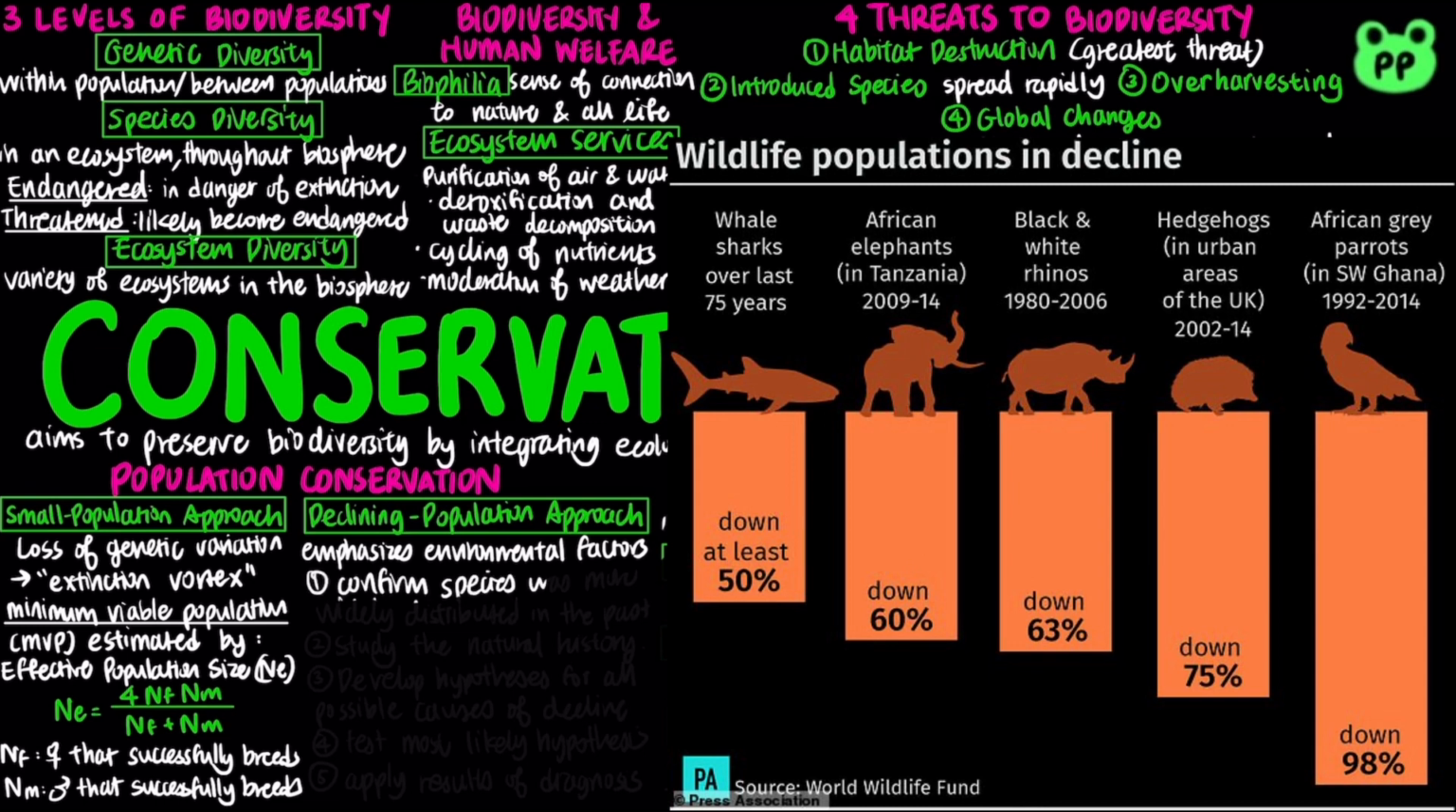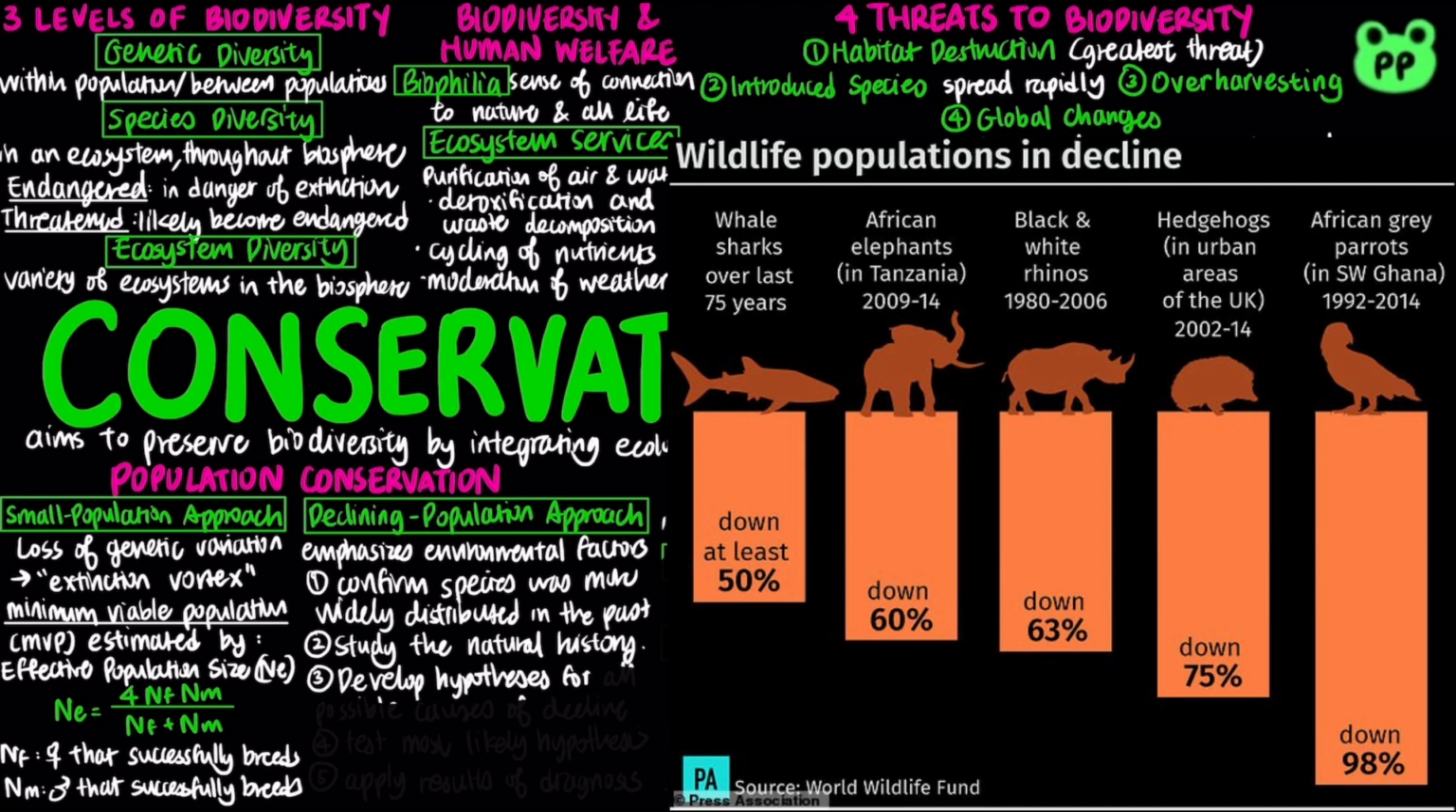Confirm using the population data that the species was more widely distributed or more abundant in the past compared to its current population level. Study the natural history of this species and related species, including reviewing the research literature to determine the species' environmental needs. Develop hypotheses for all possible causes of the decline, including human activities and natural events, and list the prediction of each hypothesis.